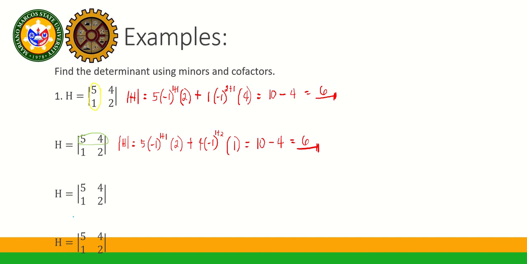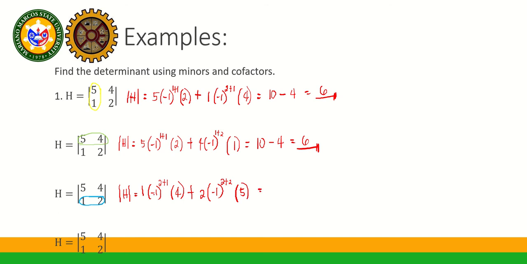Okay, let's try naman si 1. 1 and 2. Yan. Si 1 and 2 naman. Okay. So, the determinant of our matrix A, that will be equal to 1 times negative 1 raised to, this is in row 2 and column 1, so 2 plus 1, multiplied by 4. That is its minor. And then plus 2 times negative 1 raised to, this is in row 2 and column 2, so 2 plus 2. And then minor niya will be si 5.